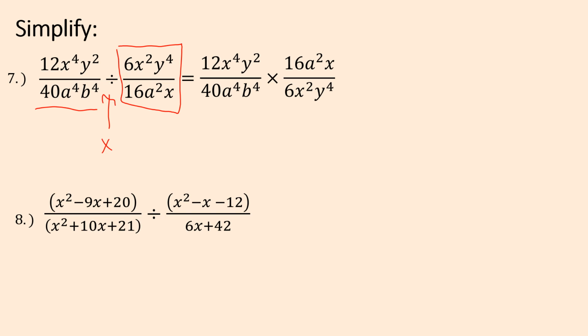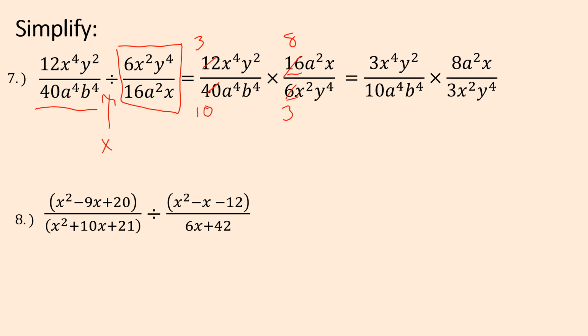Okay, so 12 over 40, doesn't matter what we're picking as long as it's 1 on the top, 1 on the bottom. So I'm going to simplify both of these, divide them both by 4, and we get 3/10. Okay, 16 over 6, divide them both by 2, 8/3. Okay, here at this point we have a 3 on the top and the bottom, cross them out. 8 over 10 is 4/5.